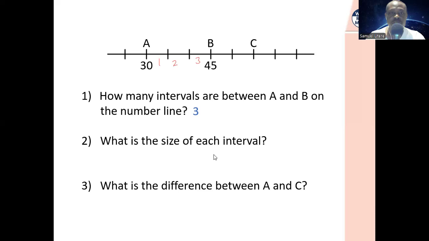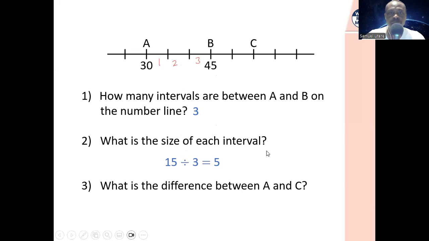What is the size of each interval? Well, we can work this out by finding the difference between A and B, which is 15. So 45 minus 30 is 15. And then we can divide 15 by the number of intervals. That would give us 5. Okay. Now you ask, what is the difference between A and C?